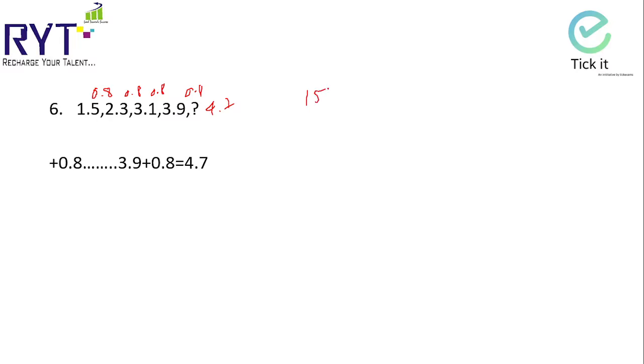It becomes 15, 23, 31, 39. What is the next number? Okay, 31, 39 next. So if you observe the difference, it is 8, 8, 8. So next it should be 8. So 39 plus 8, 47. Put back the decimal. That's it.